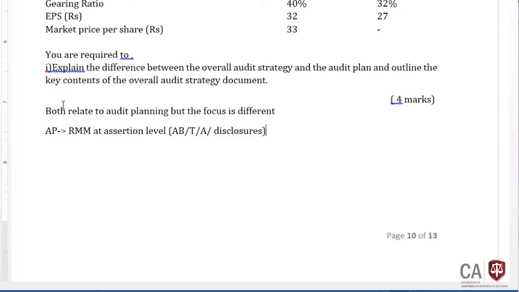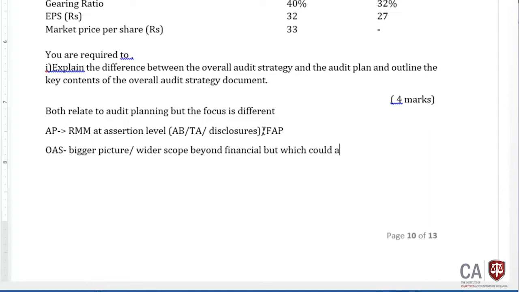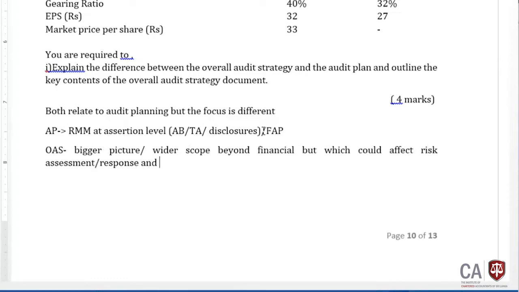Okay, now we are writing this, both related to planning, but the focus is different. In an audit plan, the emphasis is at a financial statement level in relation to account balances, transactions and disclosures. We identify risk and also what procedures are to be performed, but the overall audit strategy relates to the bigger picture of the audit. Another better word would be a wider scope, which is beyond financials, but which could affect risk assessment, response and engagement management. When I say engagement management, you have to allocate a team, complete the audit within the time, all of that. So, that is a quick explanation.